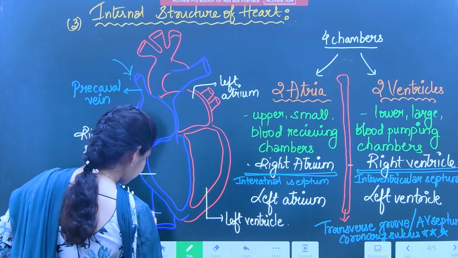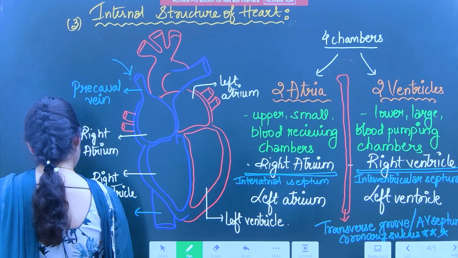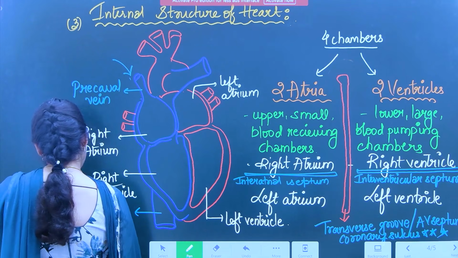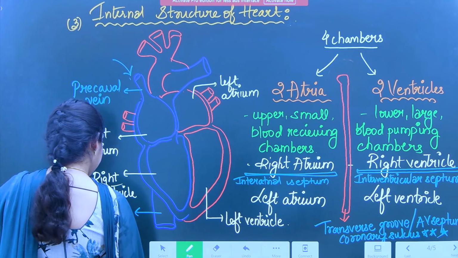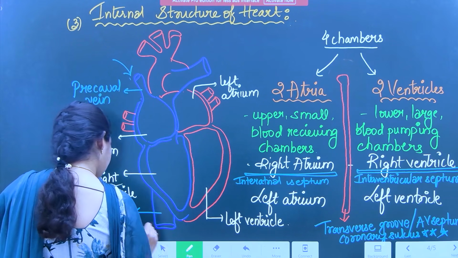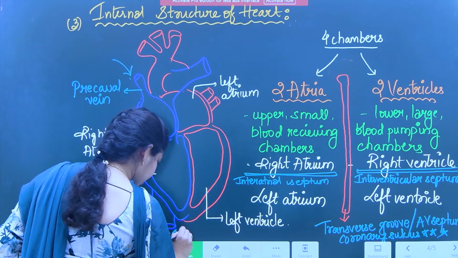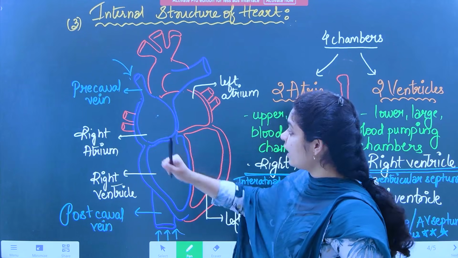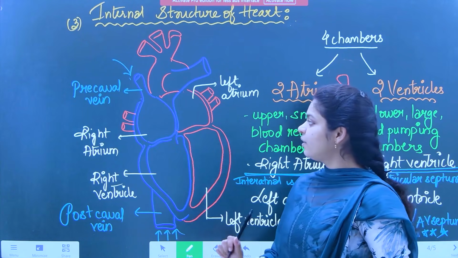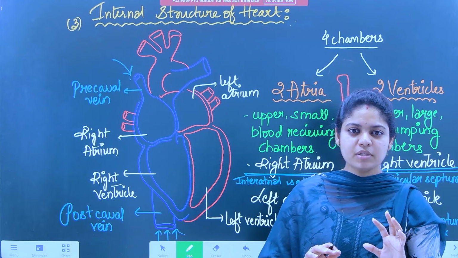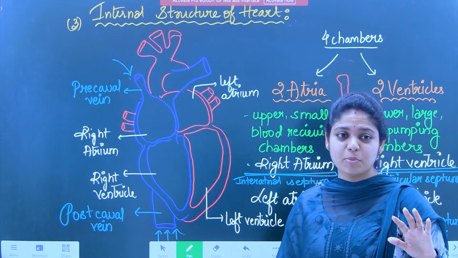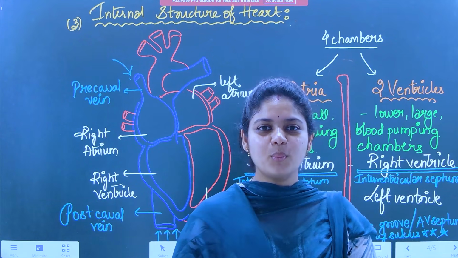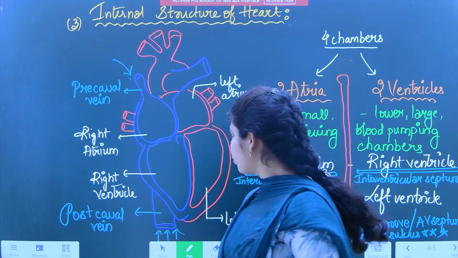Okay, can you see this? This is the post caval vein. Because I wrote pre over here, I will use post here. All the deoxygenated blood is moving. Where is it moving? From here it will move into the right atrium. Did you understand this point? I am only talking about the right atrium. Did you understand this point? Yes or no? Yes? Okay.